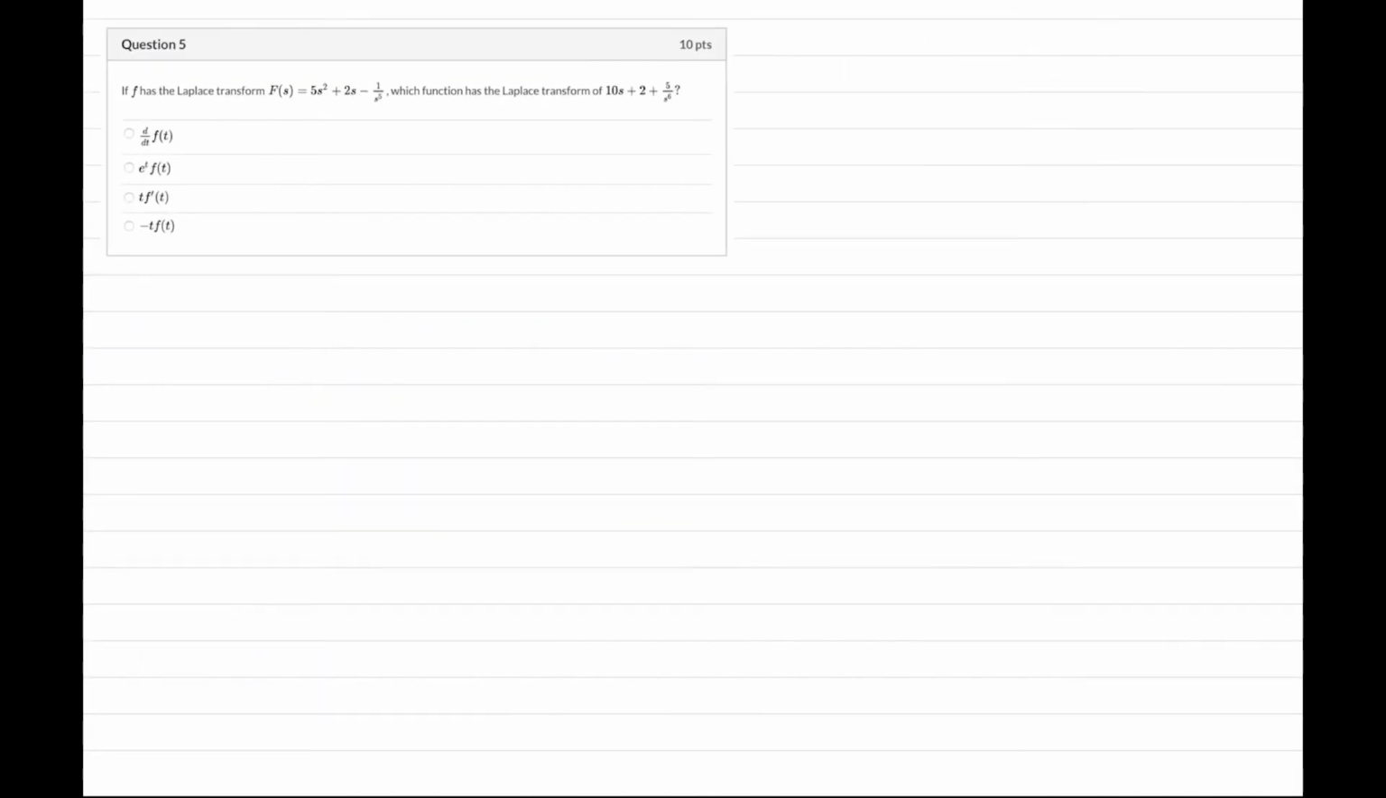Question number 5. If f has a Laplace transform, and so we're saying F of s is equal to 5s squared plus 2s minus 1 over s to the 5. They want to know what function has a Laplace transform, I'll call this G of s for now, 10s plus 2 plus 5 over s to the 6.